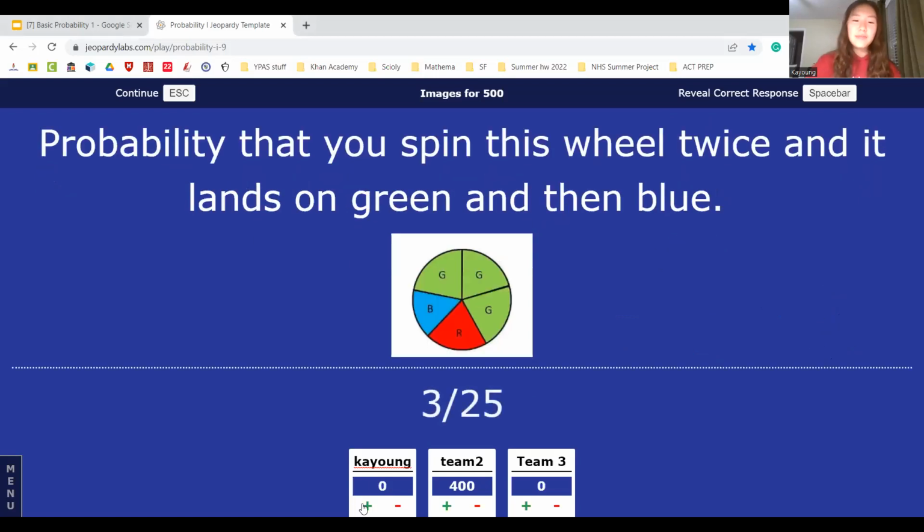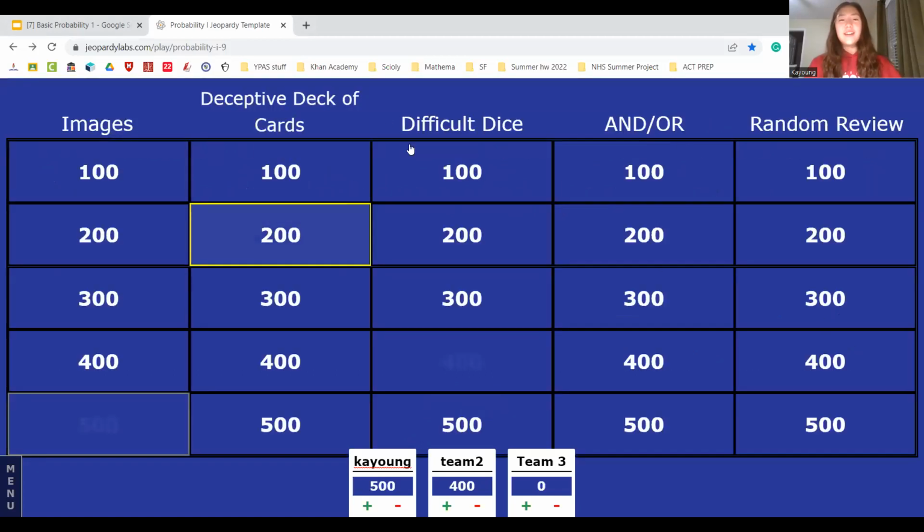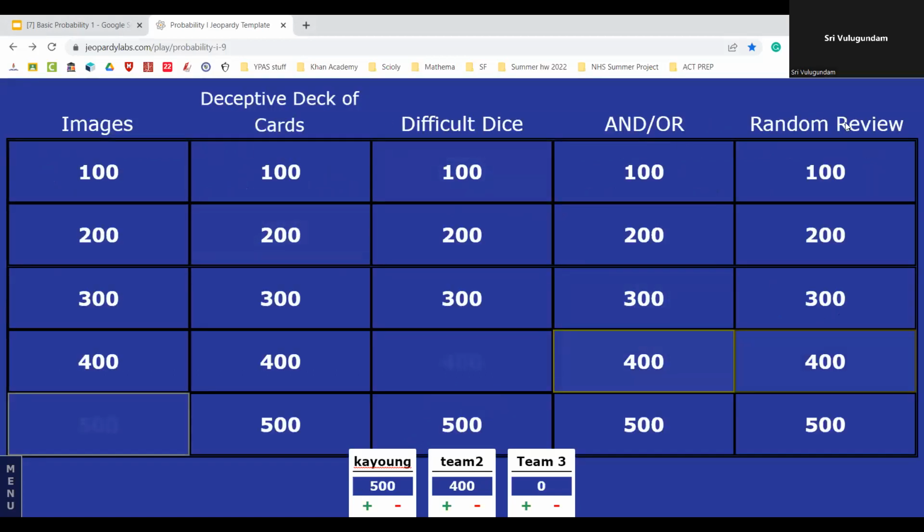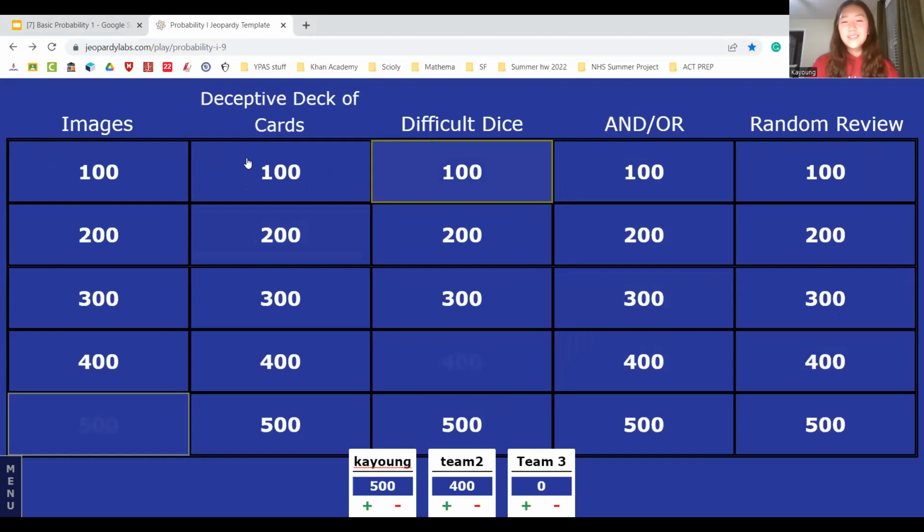Oh my goodness, I'm beating you guys. I'm in the lead. Okay. Why was that 500 points? It was so easy. Exactly.